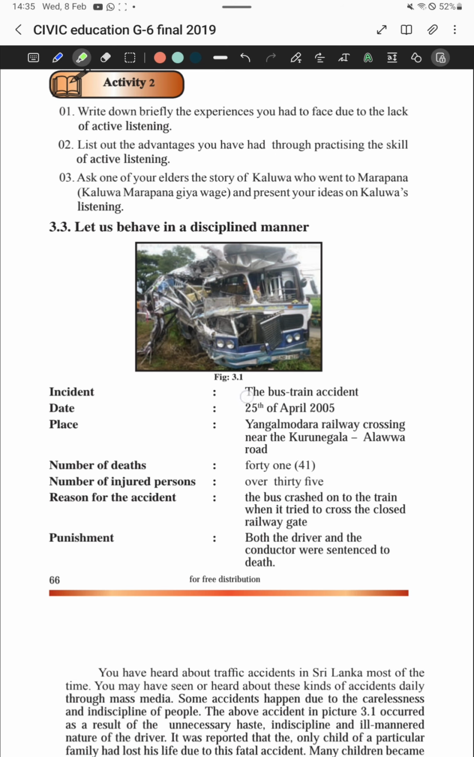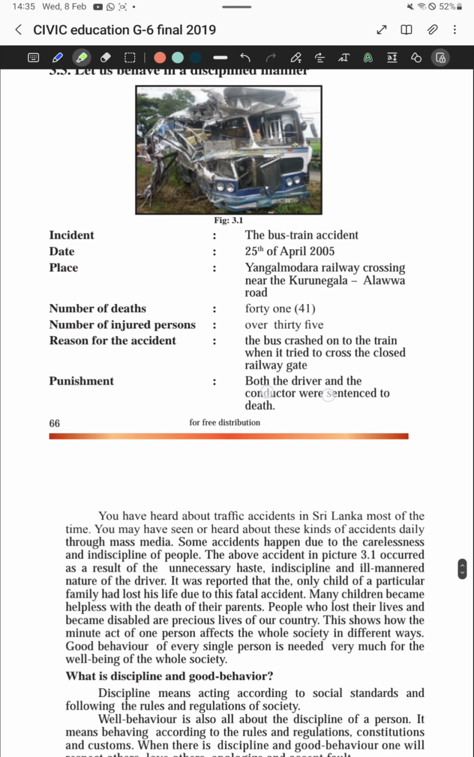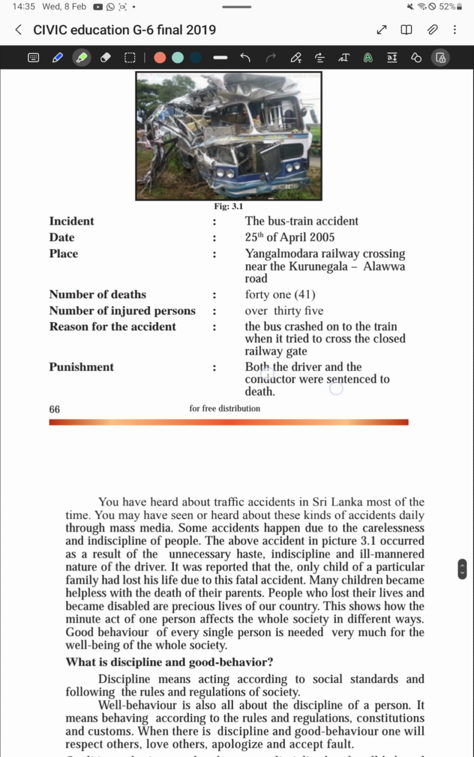Why? This happened due to bad discipline, right? Not waiting until the time comes, right? Hurrying to go forward. If you are in a hurry, sometimes there will be problems for you, right?